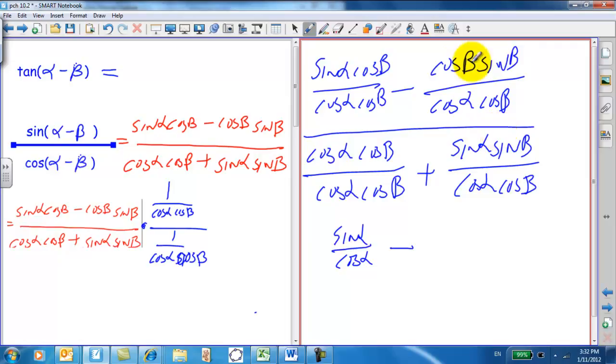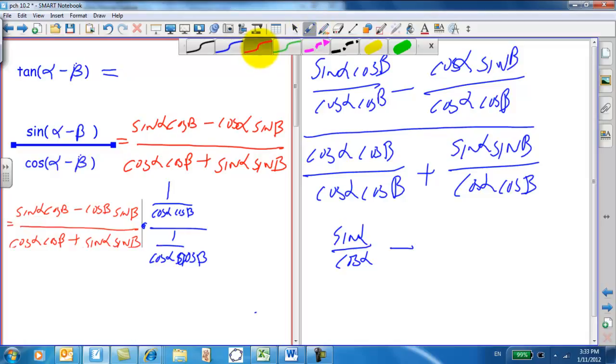I'm sorry, I wrote down something wrong here. We must make a little precise fix. This was cosine alpha, I made it wrong over there too. And so same thing over here, this is cosine alpha. Sorry about that. Okay, so cosine alpha. So let's continue over here.